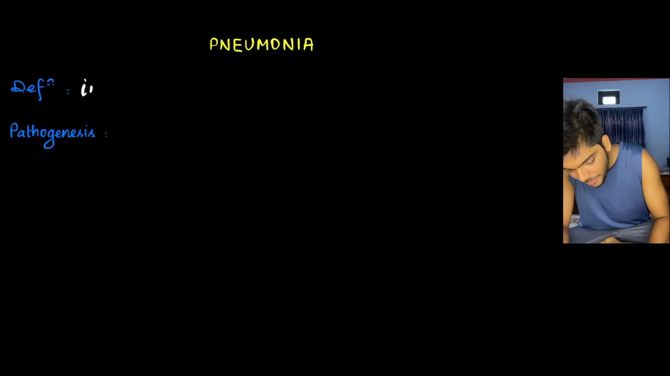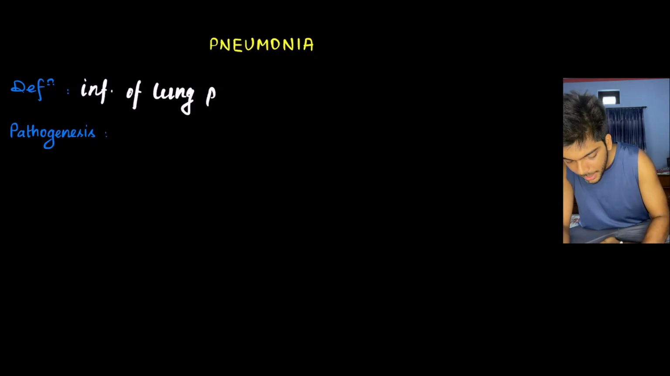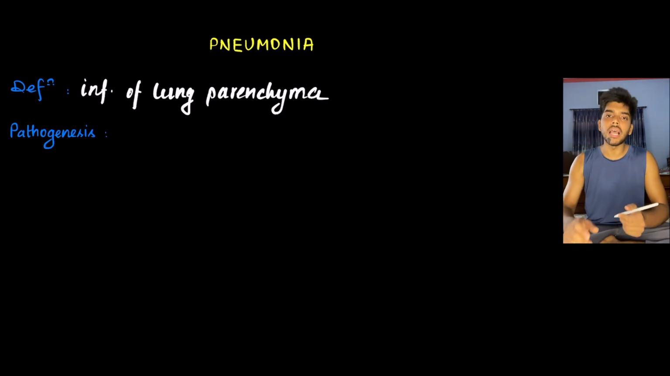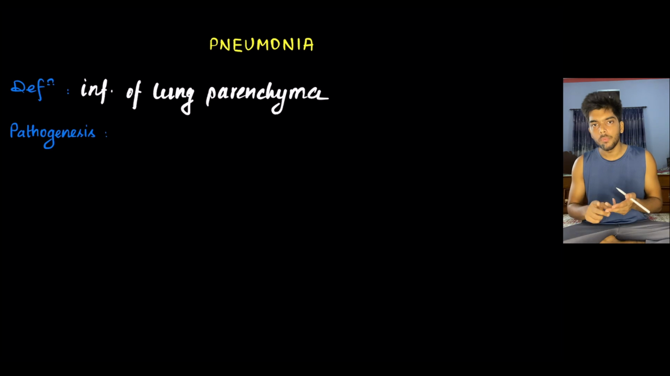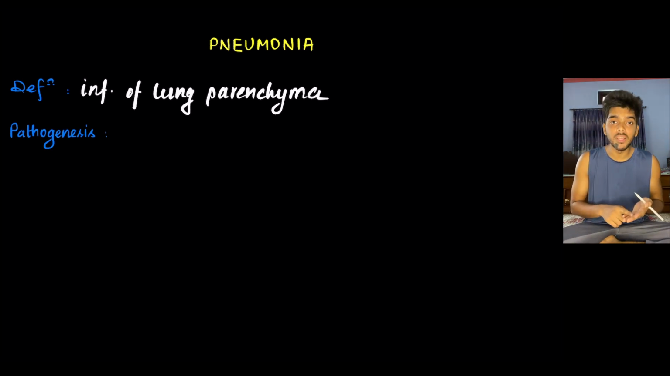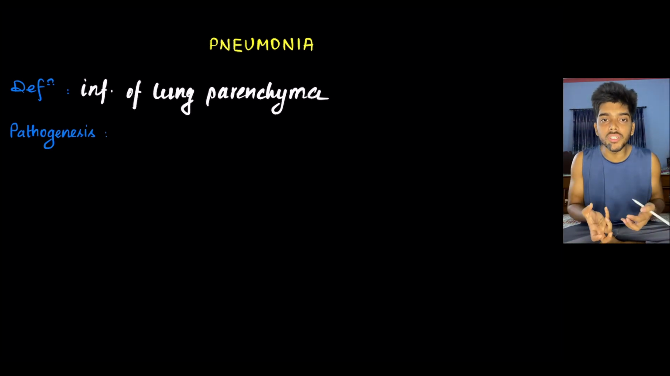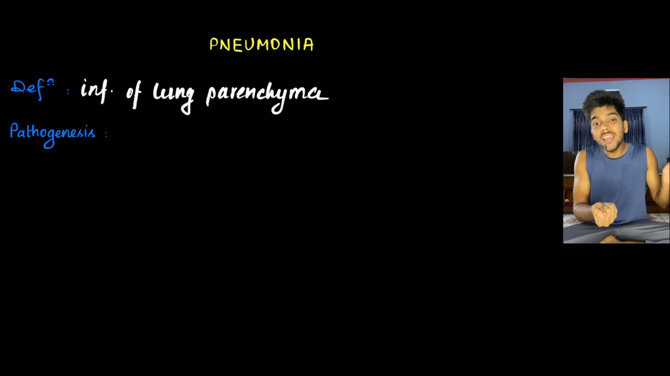Pneumonia is the infection of lung parenchyma. What is lung parenchyma? Lung parenchyma includes alveoli, bronchi, bronchioles, blood vessels, basically all those structures that make up the mass of the lung. And the infection of this mass of the lung is pneumonia.